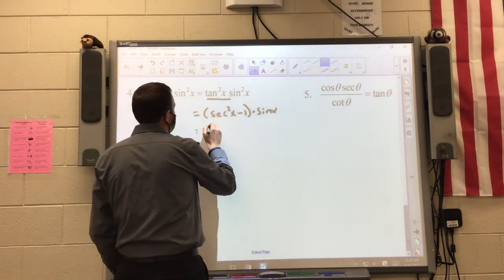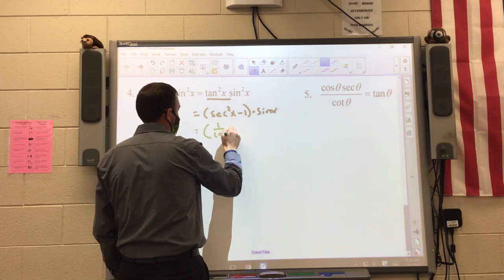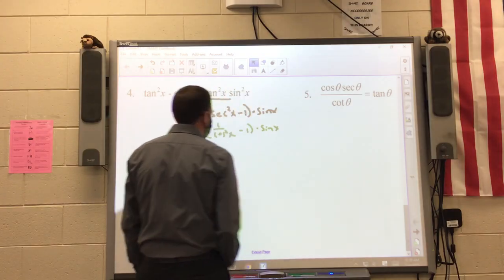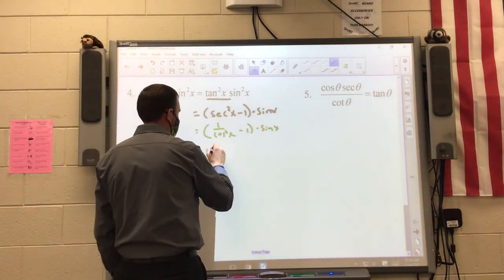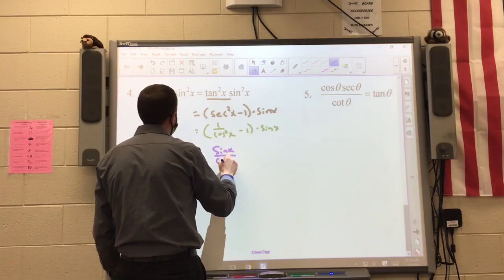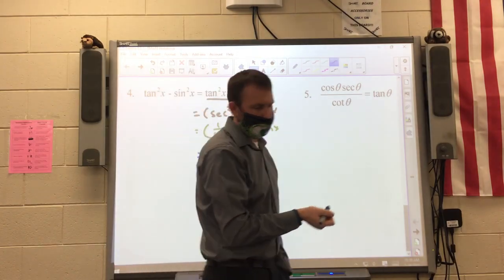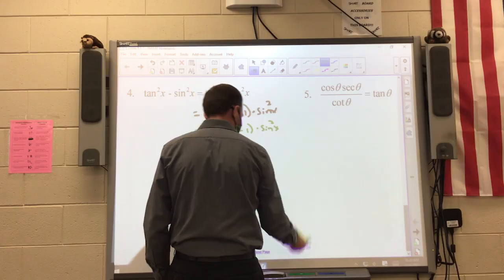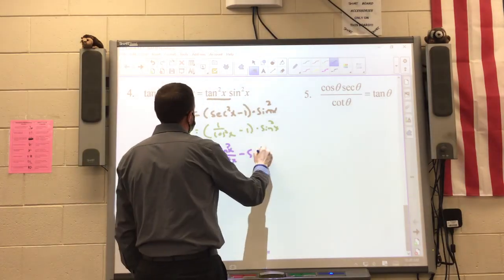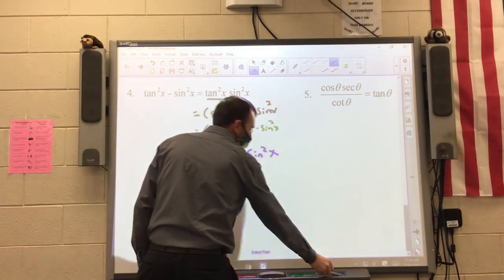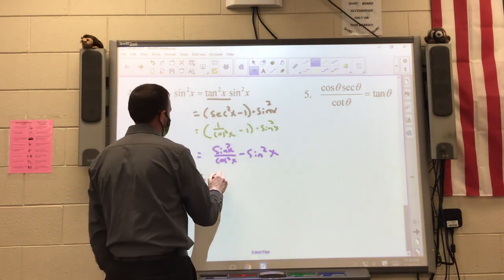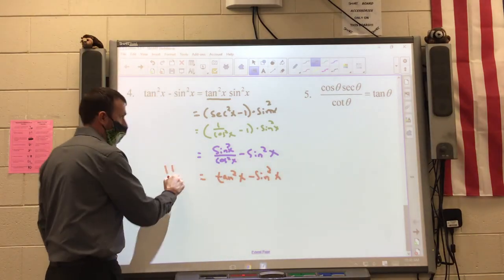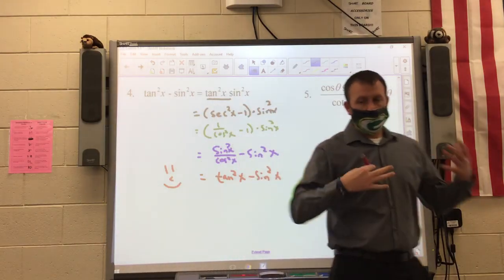Well, I'm now going to rewrite secant squared as 1 over cosine squared, because that's what it is. From here, I'm going to distribute sine squared of x over cosine squared of x, and then I'll have minus sine squared of x. Well, sine squared over cosine squared is tangent squared of x. So again, we got it.